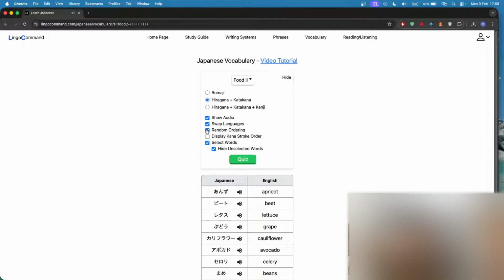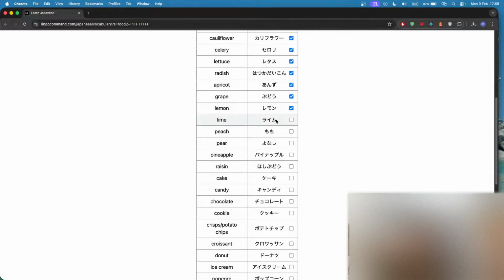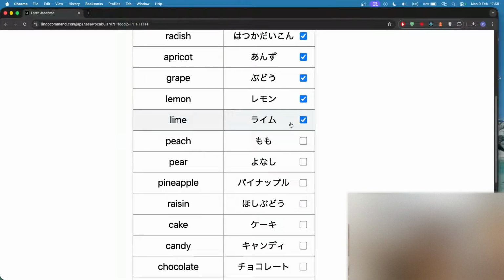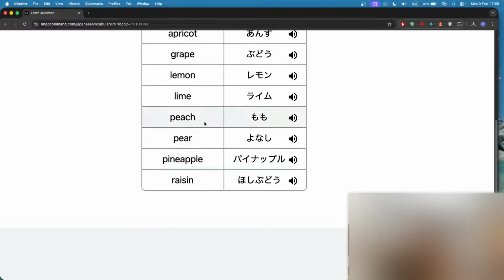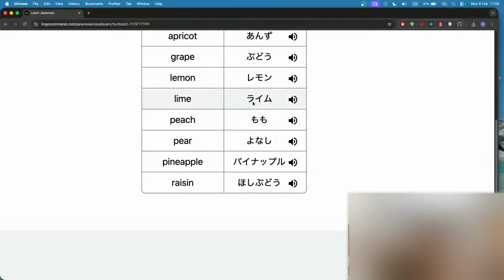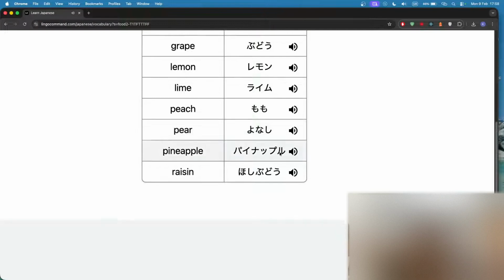So this is going fairly well, so I think it's time to up the difficulty level a bit by adding another 5 words to learn. So we'll add lime, peach, pear, pineapple, and raisin. We'll hide the unselected words. And let's check the pronunciation. So a lime is raimu, ライム. This is momo, もも. And then this is yonashi, よなし. Okay, nice.